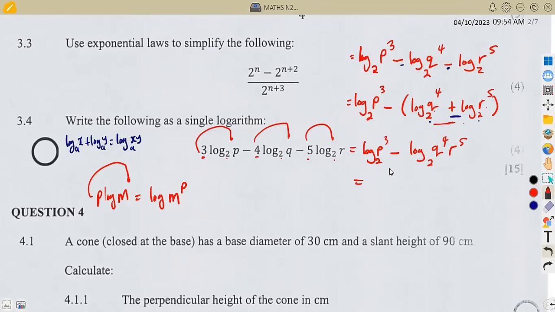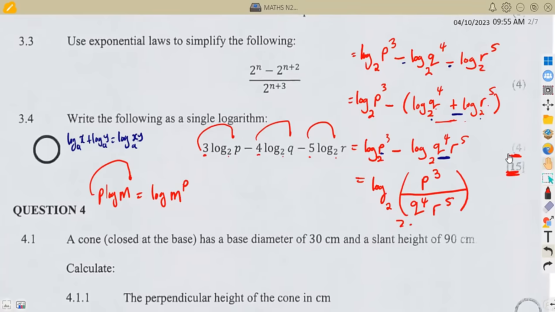We are supposed to obtain another single log again from these two now, combining them together. We are subtracting now, so we are going to do the opposite. If we are adding, we multiply. So when we subtract, we are going to divide these terms. So this is going to be the logarithm of p to the exponent of 3, everything over q to the exponent of 4, r to the exponent of 5 in base 2, like this. So that's a single logarithm that you're given in this case. All right, so that was our question 3.4, having a total of 4 marks.